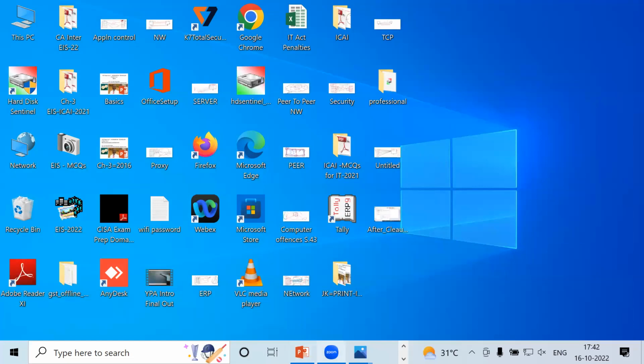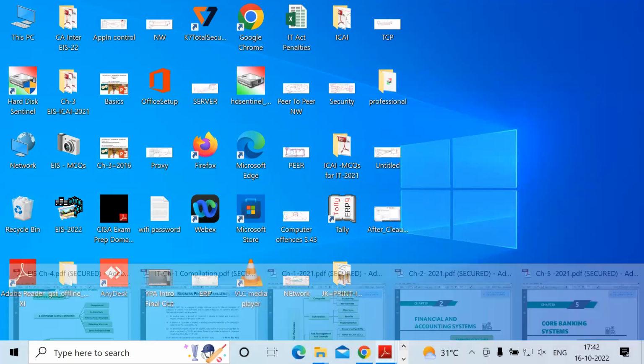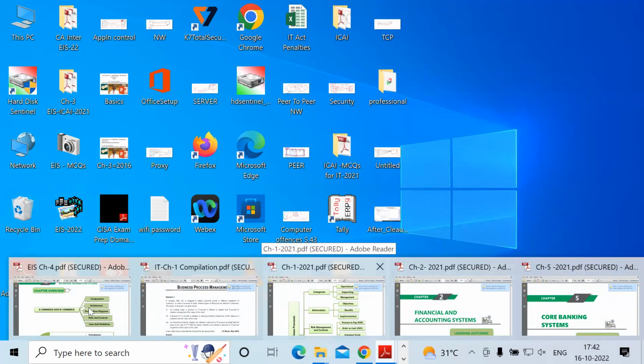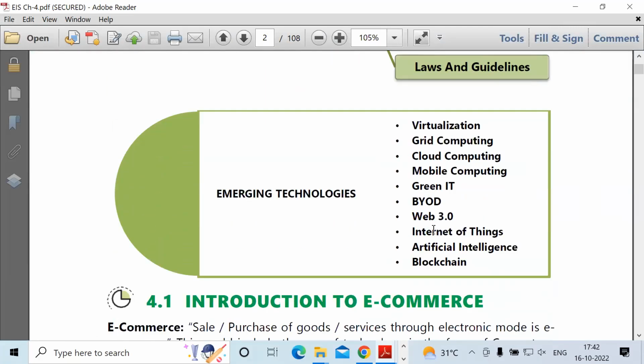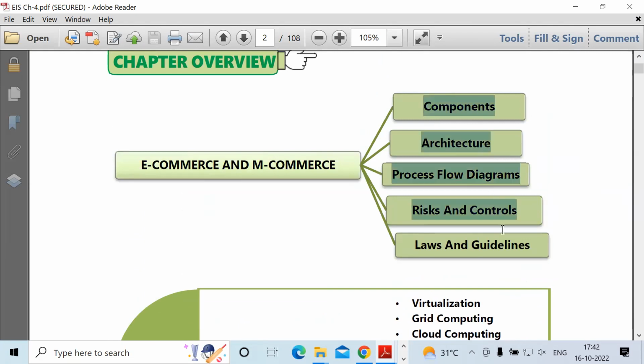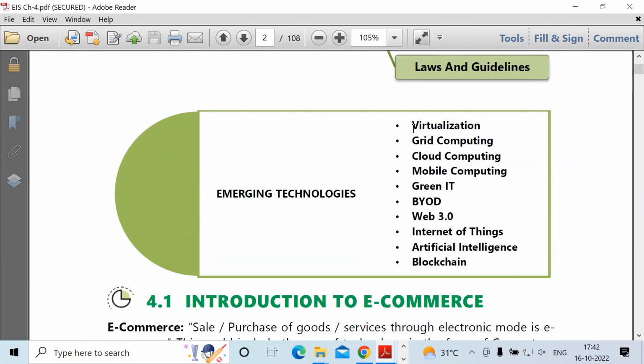Now we'll go to chapter number 4. In chapter number 4, the first portion you will be able to read easily on your own, risk control, all these things. But emerging technology is very important. I'll just go through this from this slide itself. First one is virtualization. If you remember, in the beginning we had seen memory virtualization. So what do you mean by virtualization? Dividing something one into multiple, or something multiple into one, virtually. That is the virtualization concept.